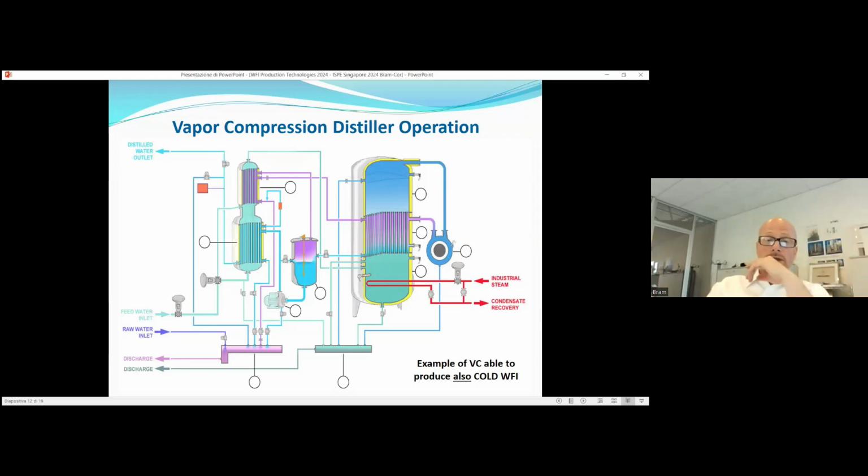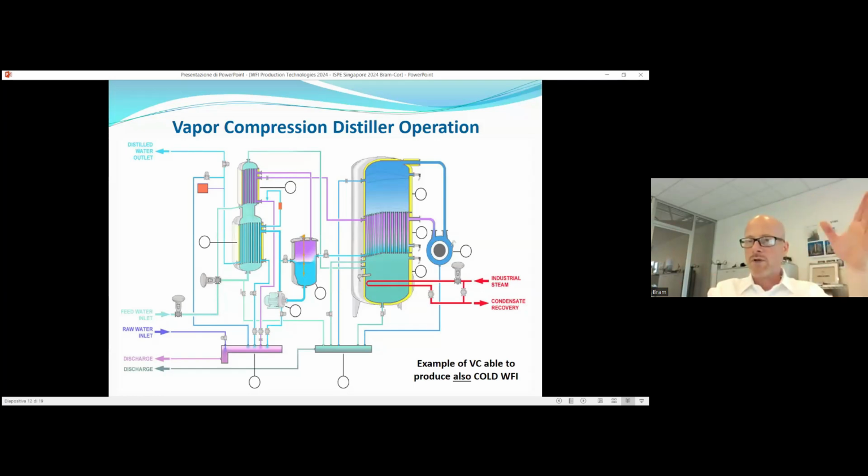At the end, you see on the left side of the machine, we have two exchangers. Typically, the standard machine has one of them, and it produces condensate WFI at 99 degrees, more or less like the typical multi-column distiller. But adding a second exchanger, as in this case, we have various solutions, that is the possibility to control the WFI temperature.